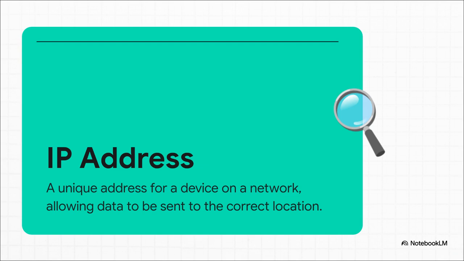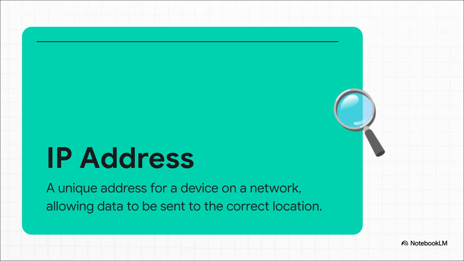Before we can use any tools, we need to talk about the most basic piece of this whole puzzle, the IP address. And the analogy here is perfect. It's just like a house number on a street. Every single device, your computer, your phone, your tablet, needs its own unique address so data packets know where to deliver the mail.